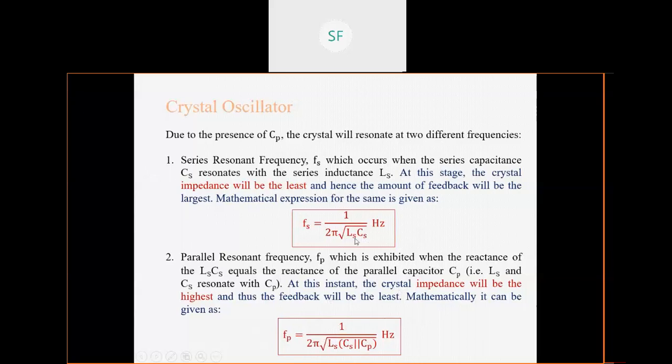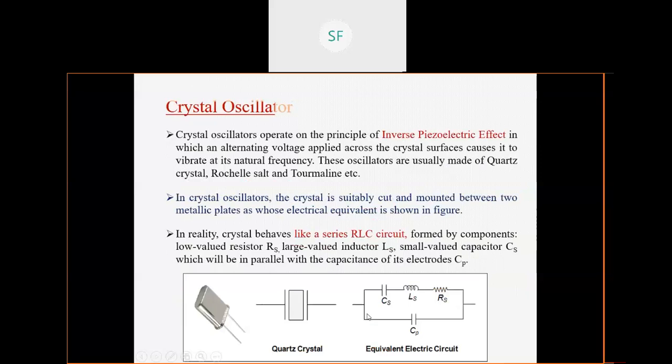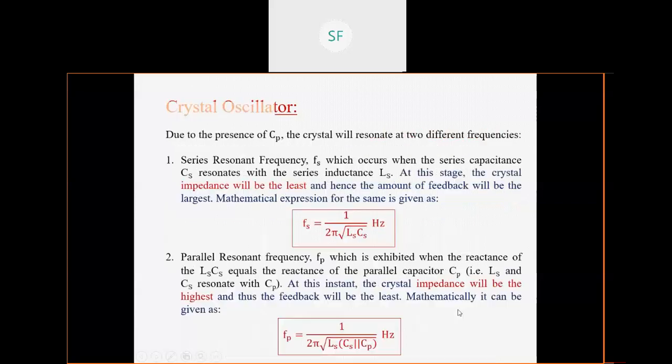Okay, why are there two frequencies? Due to the presence of Cp, the parallel capacitor. And why is the parallel capacitor there? Due to these metallic plates or electrodes, these vertical lines, between which the crystal is mounted. Because whenever there are two plates and some electric force is applied to them, it will generate capacitance. All right.